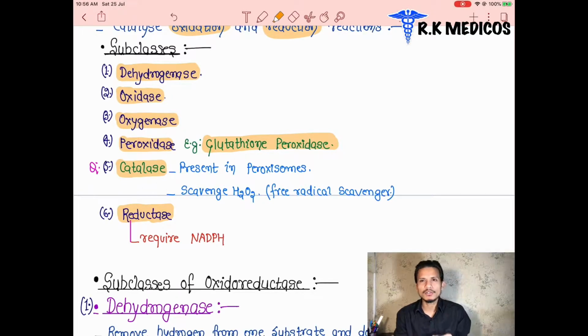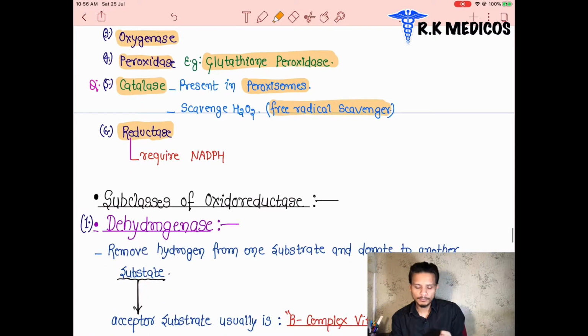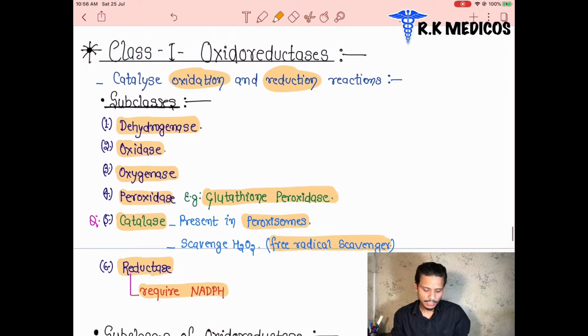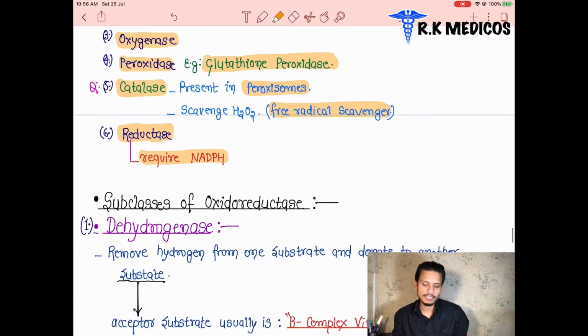The catalase enzyme is located in the peroxisomes of our cell, a cell organelle. They are basically free radical scavengers, acting on H2O2 inside the peroxisome. The next one is the reductase enzymes. They require NADPH for their action, and we can see all these 6 types of enzymes inside the first class.